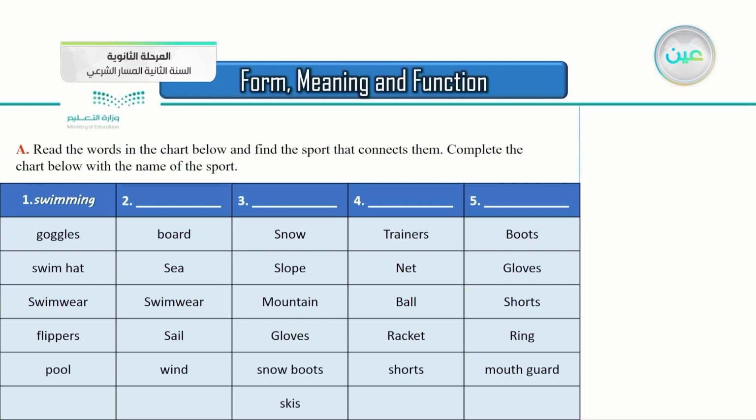So we have goggles, swim hat, swimwear, flippers, and pool. When you combine all of these together, you know that the sport is swimming. So let's get to the second one. These are clues that give us the sport. Board, sea, swimwear, sail, and wind. I think you can guess the sport or the activity here.